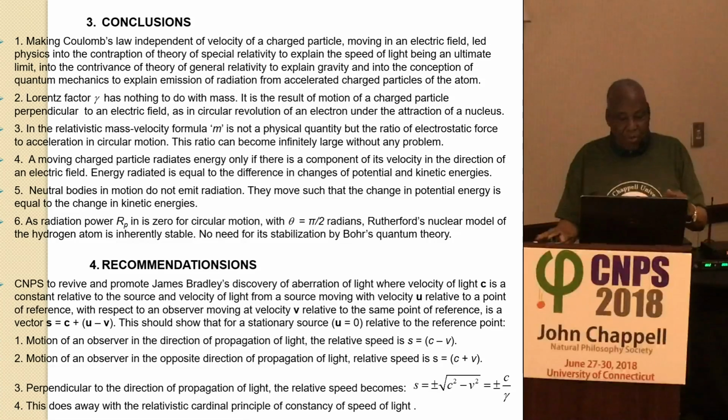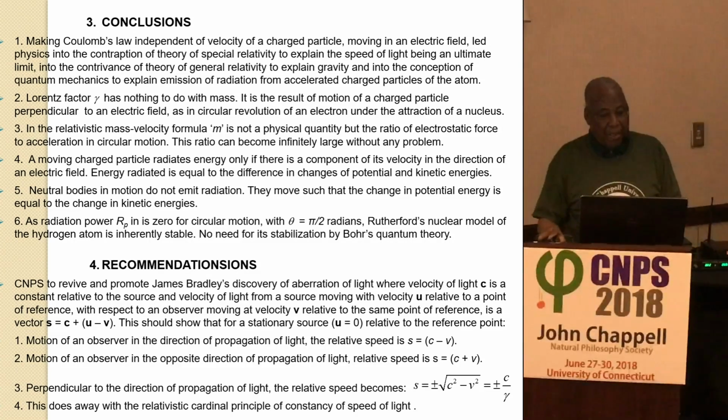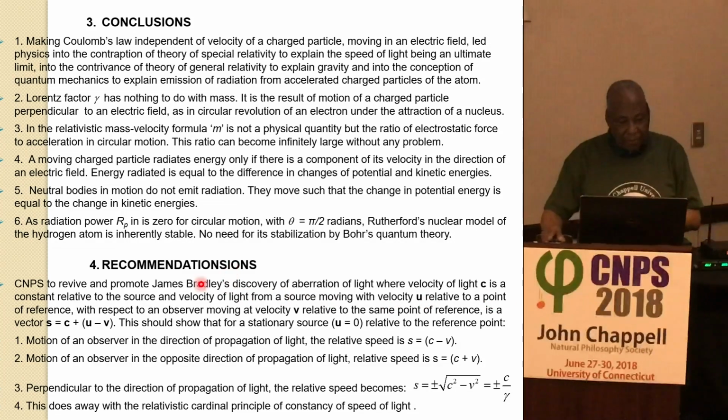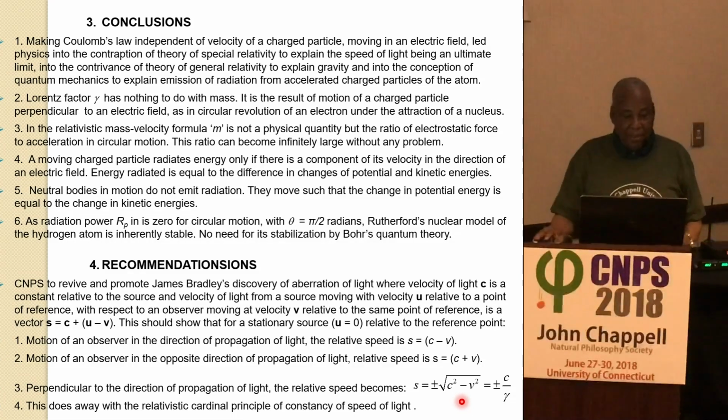Perhaps now, if we combine this with the relative speed when we move perpendicular to the direction of emission of a ray of light, this is what you get. Number 3 here. Your relative speed becomes the square root of c squared minus v squared. Maybe if you combine 1, 2, and 3, you can really make the relativist think.